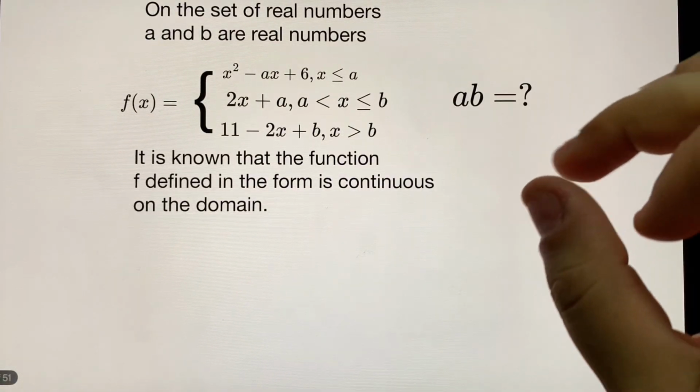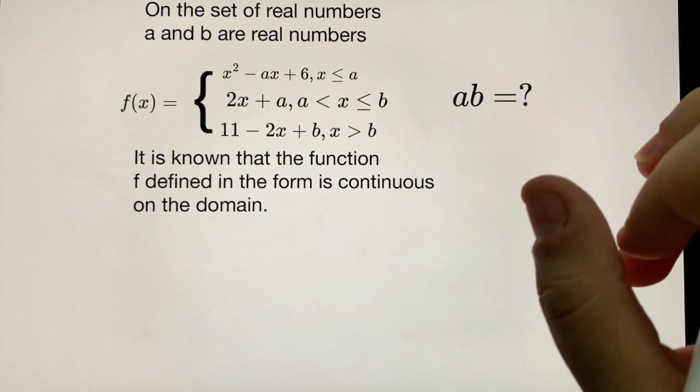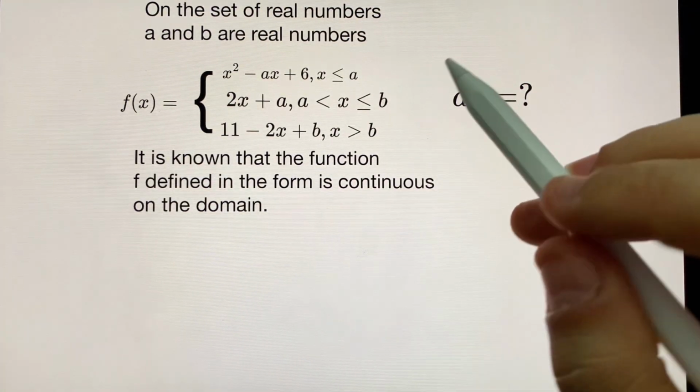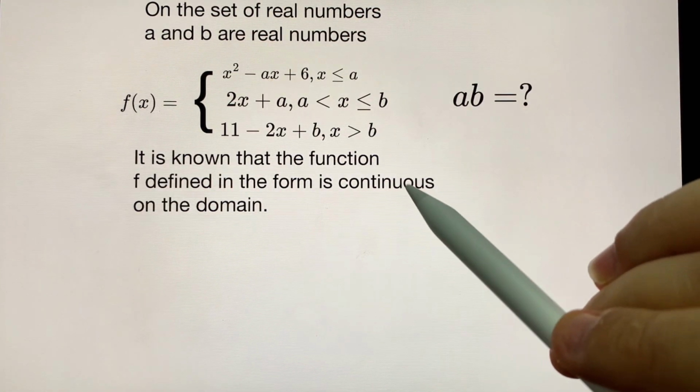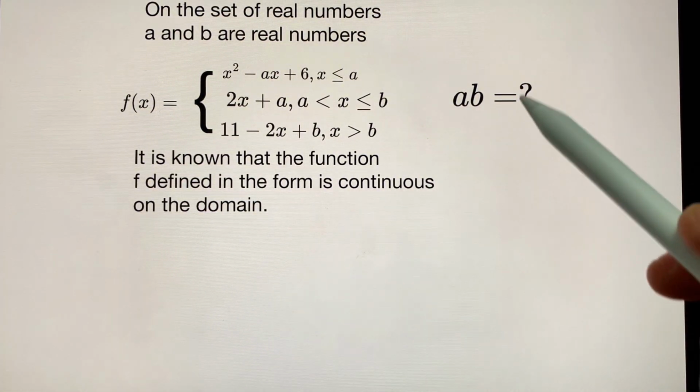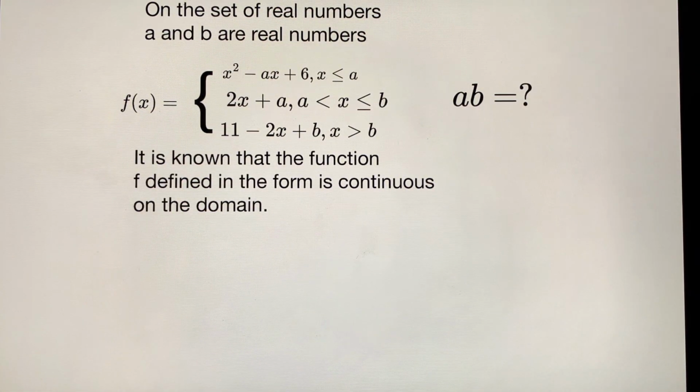Now we have one other question. Now let's see what it tells us here. A and b are real numbers. The function f is defined as follows. It is known to be continuous on the set of real numbers. It asks us what is a times b.